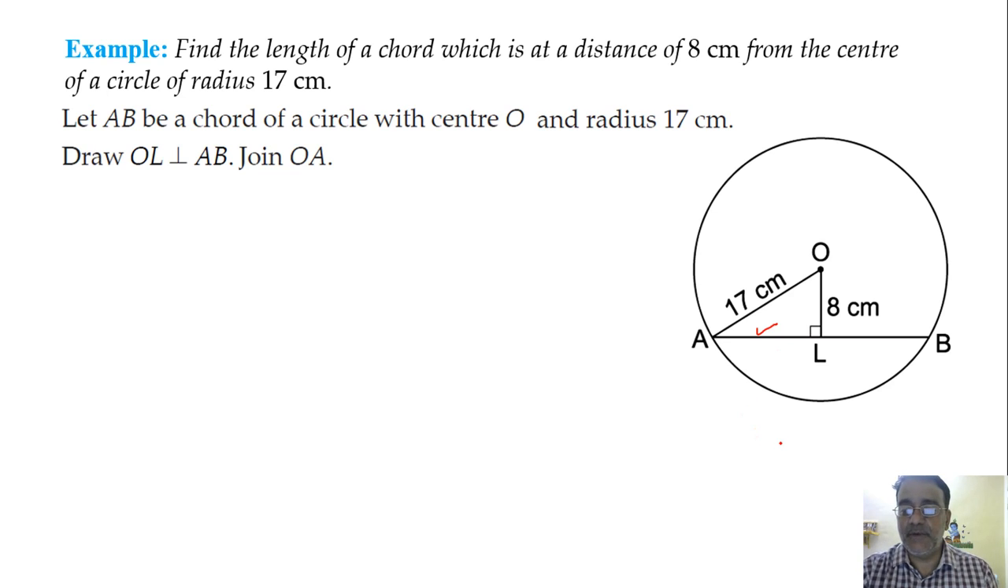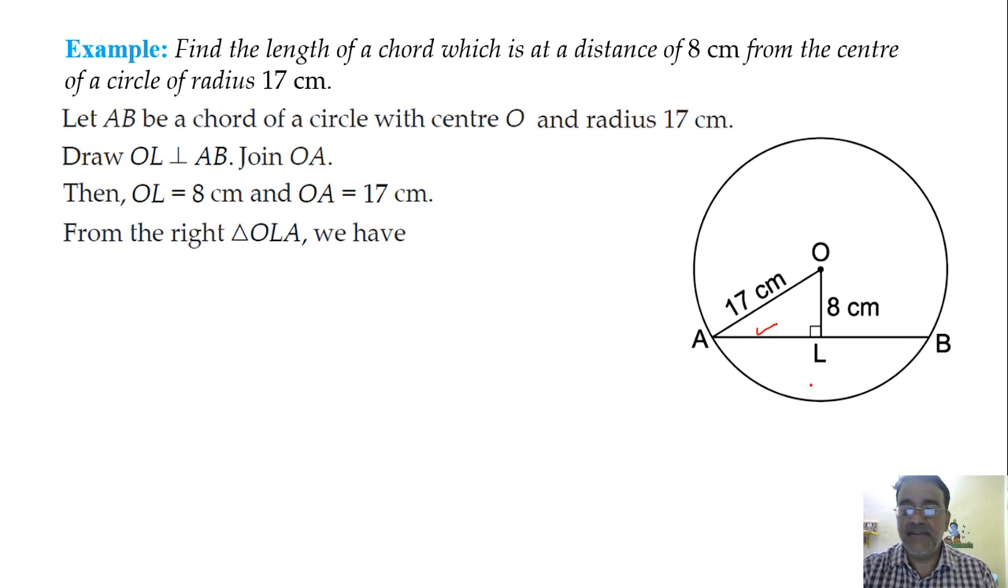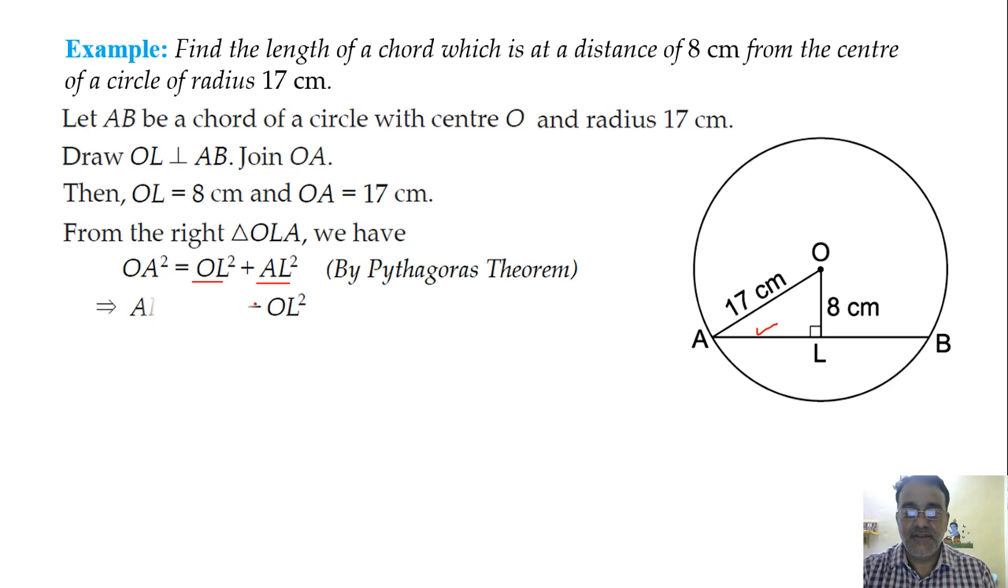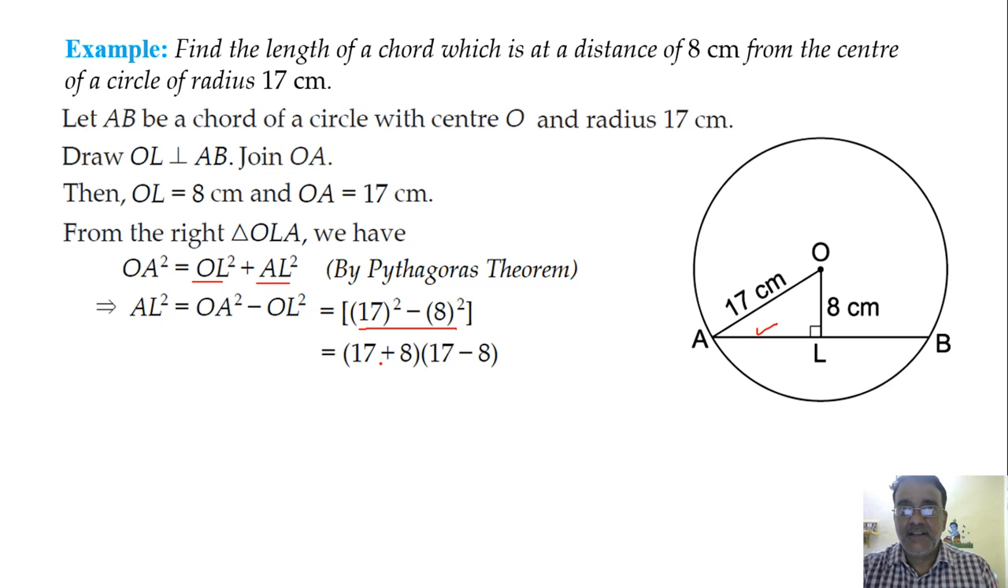So we know that the perpendicular drawn from the center to chord bisects the chord. So AL is equal to half of AB, or AB is equal to 2 times AL. Right now we are finding AL by Pythagoras theorem. So OA square is equal to OL square plus AL square. So AL square will be equal to OA square minus OL square, that is 17 square minus 8 square, that is 64. So 289 minus 64, that is 225.